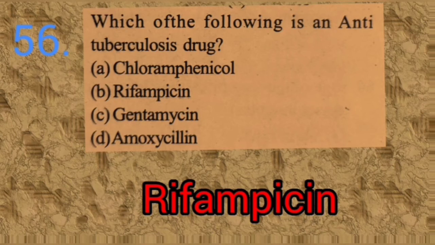ATT medicines, or anti-tuberculosis drugs, are rifampicin, isoniazid, pyrazinamide, and ethambutol.